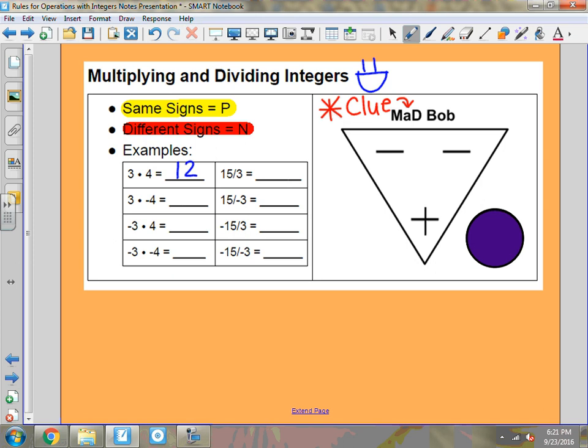But now take a look at 3 times negative 4. So when multiplying and dividing, you're doing two things. You're finding out the answer to the multiplication or the division problem, but you're also having to write down the sign to the problem. So because this is a positive and a negative, I need to cover up a positive and a negative. So I'm covering up the sign of the first number, 3, and the second number, negative 4. And what I'm left with in Mad Bob is a negative. And that tells me that my answer to 3 times negative 4 is going to be negative 12.